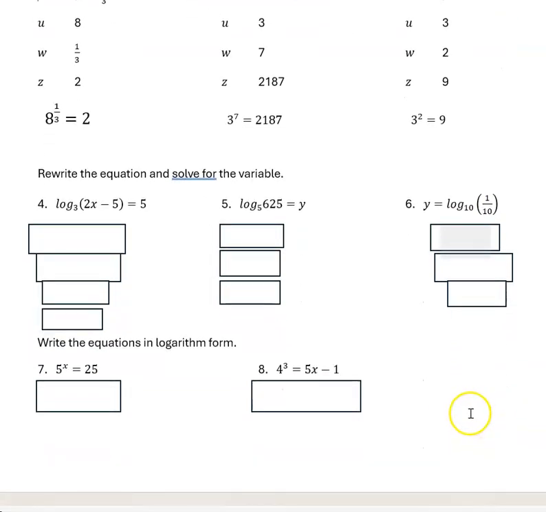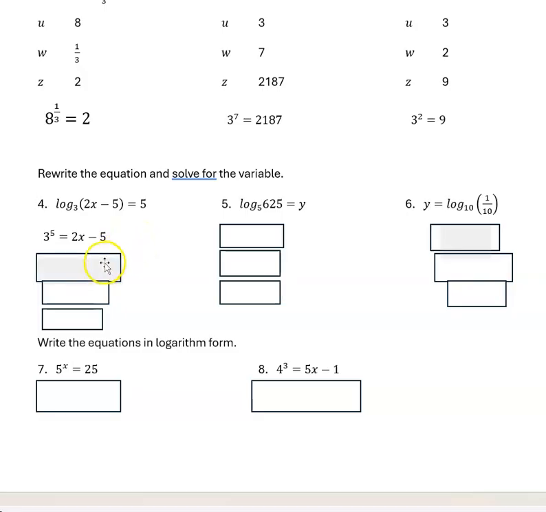Let's look at these where we have log base 3 of 2x minus 5 equals 5. But I can still tell you that 3 is my base. I'm going to raise that to the 5th power, and it's going to equal this part right here. So it looks like this. 3 to the 5th power equals 2x minus 5. That's rewriting it into exponent form.